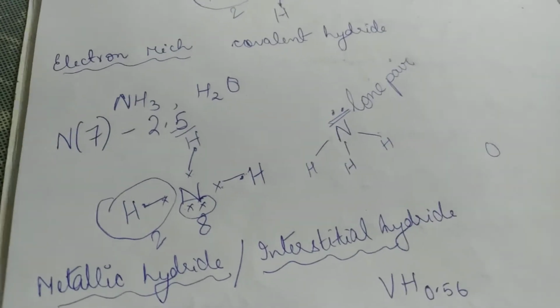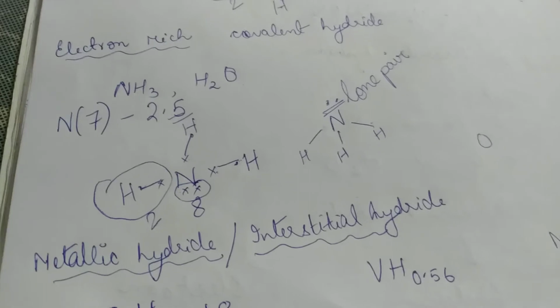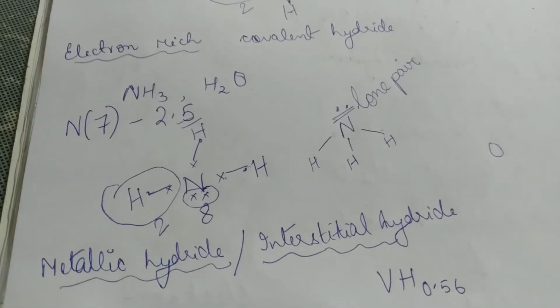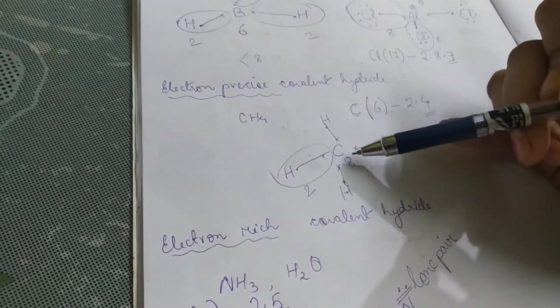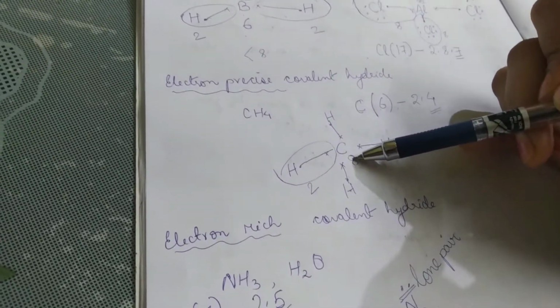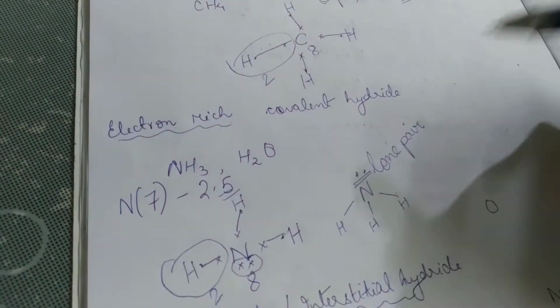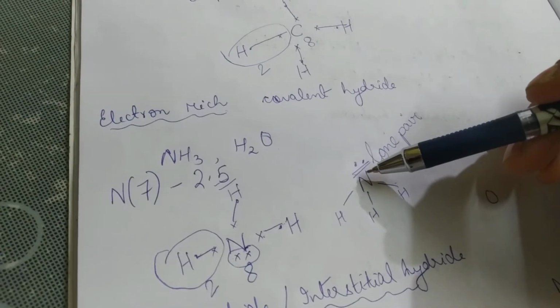Clear? So we have discussed molecular hydrides. Molecular hydrides are of 3 types: electron deficient, where the electron count is less; electron precise, where the perfect required number of electrons is there; and the third category, electron rich hydride, where you have more than the required number of electrons.